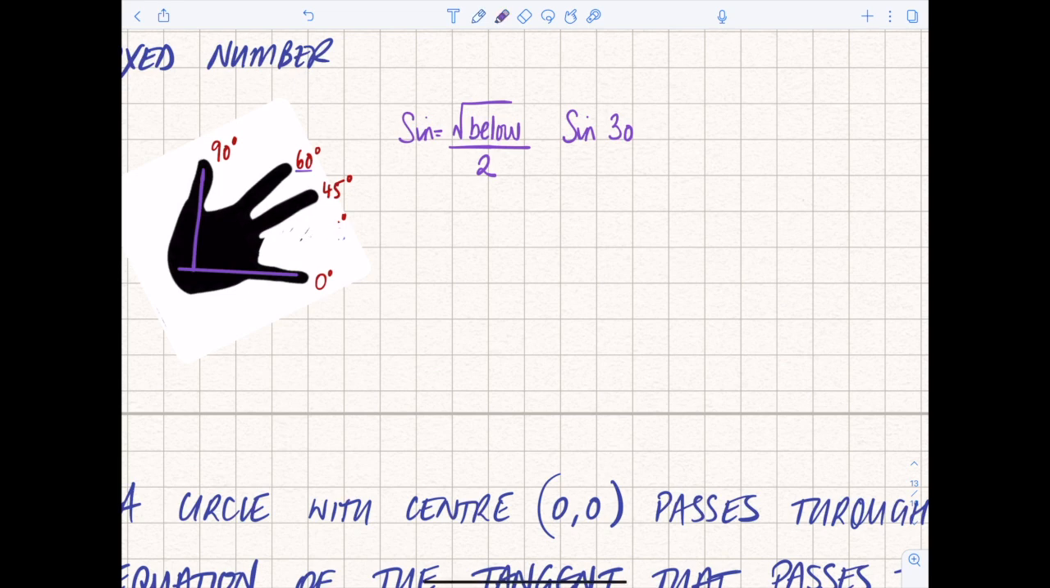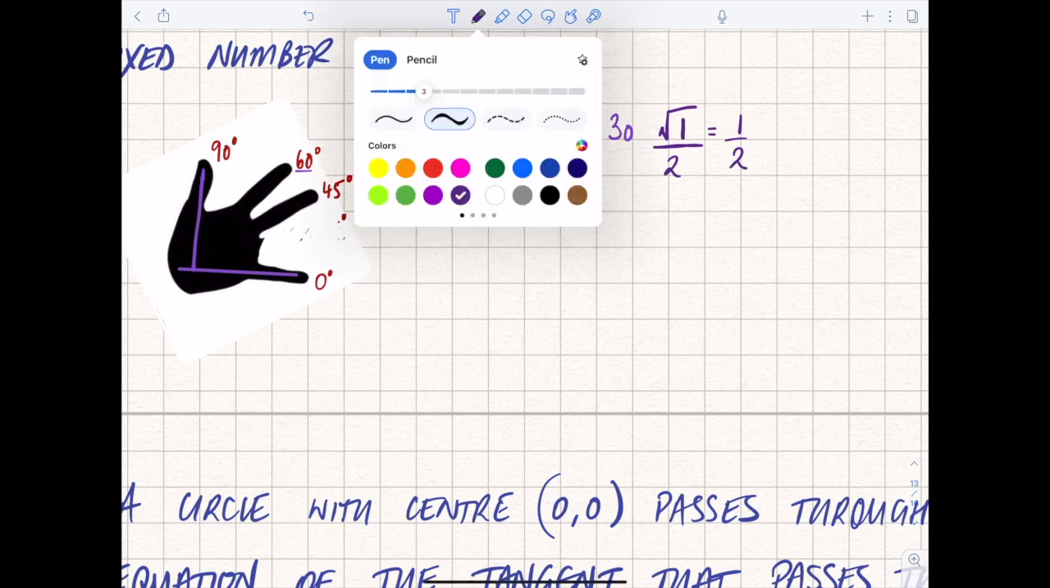Then you're saying how many fingers are below. Well, in this case, there's 1, because there's 1 finger below what we're doing. So that's root 1, and then it's over 2. Well, the square root of 1 is 1, so it's just a half. Okay, let me give you another example.